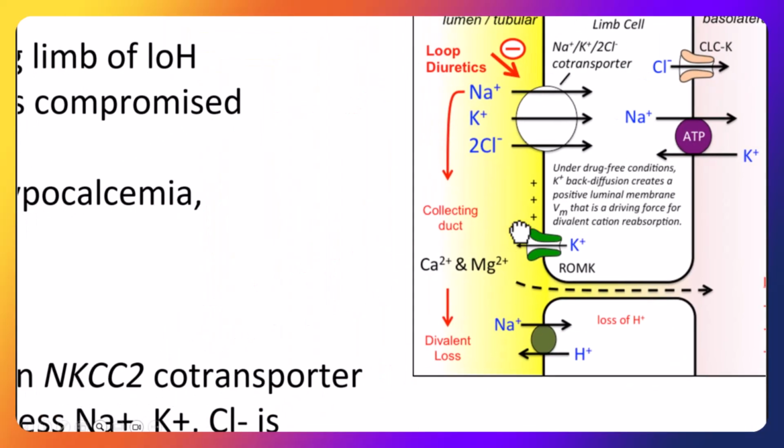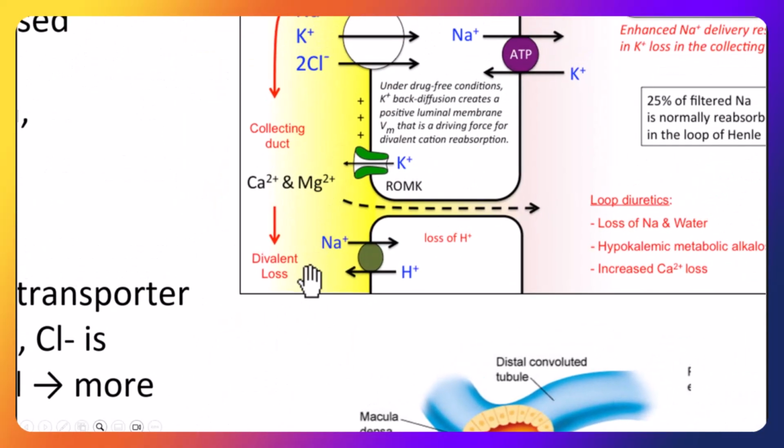The other thing I wanted to mention is the term divalent loss. Divalent loss refers to the loss of ions that carry a double positive charge, and that would be calcium and magnesium, the loss of these in the urine. And so loop diuretics can cause divalent loss.